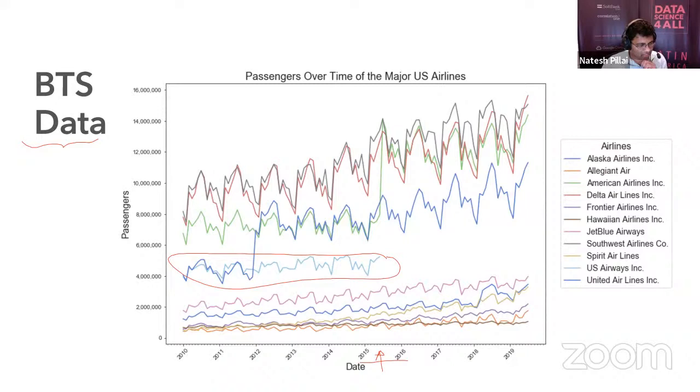Can anyone have a guess on why there is, it looks pretty seasonal, but it's missing. Yes, Kimmy, it's a discontinuity. Yes, exactly, Kapil. Good job. The discontinuity there is because there was a merger with American Airlines. So you can see that American Airlines suddenly jumped in that time. Yes, exactly. This is the merger.